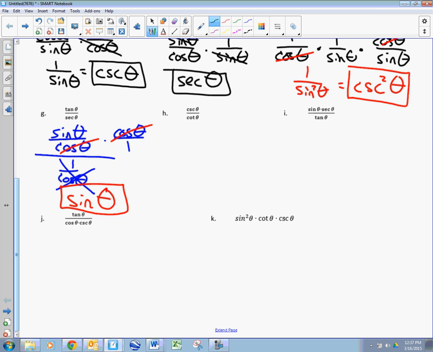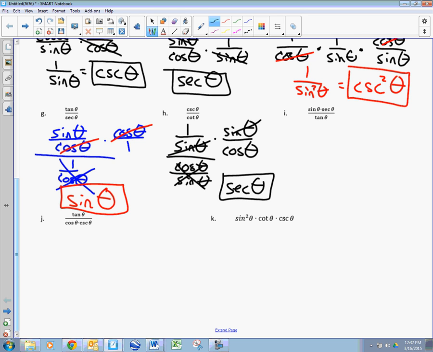Okay. So we got 1 over sine of theta divided by, what's cotangent? Cosine of theta over sine of theta. And you remember that when you divide, you multiply by the reciprocal, times sine of theta over cosine of theta. What happens? Sines cancel. 1 over cosine is secant. See, you feel like you're getting better at this, don't you?